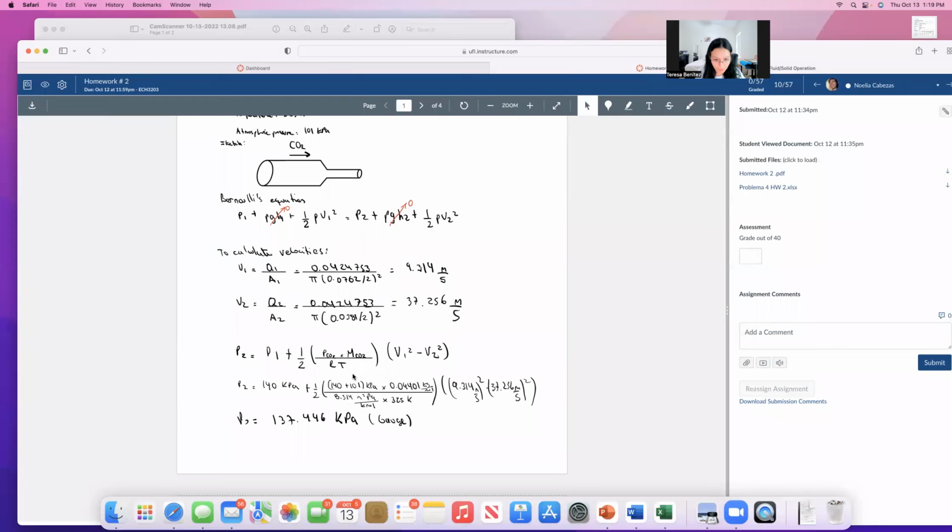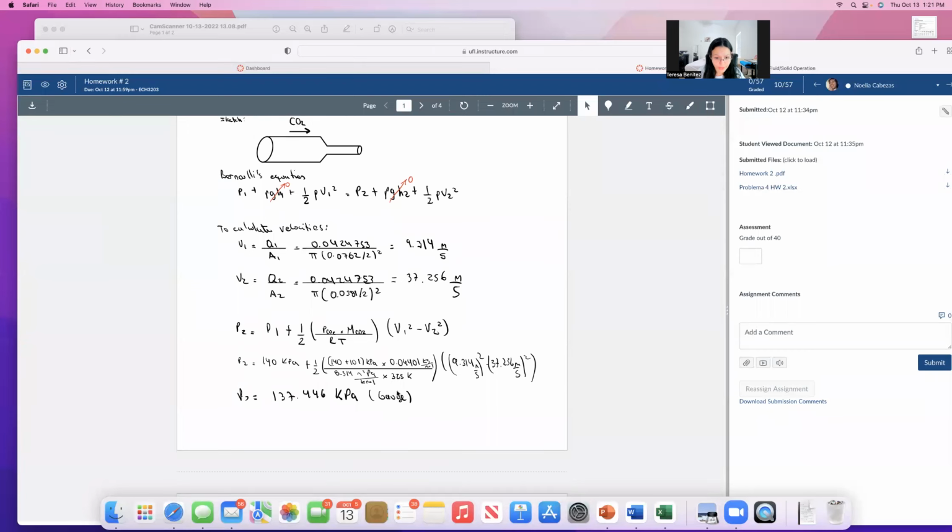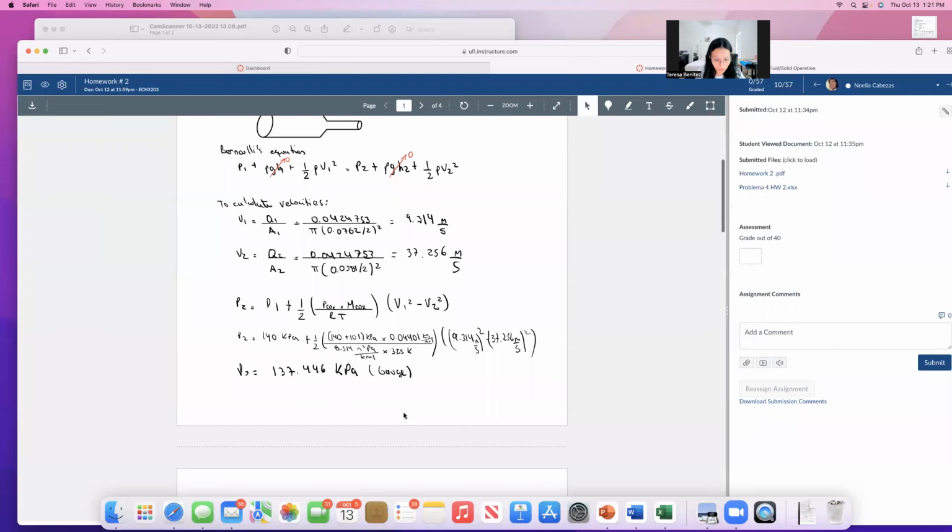That will be P times molar mass divided by RT. They have all that here, the calculation of that, even if they don't have it explicitly, because the problem is not asking for the density itself. And then they get that the pressure is 137.446 kilopascals gauge. Why is that? It's a problem asking for gauge.